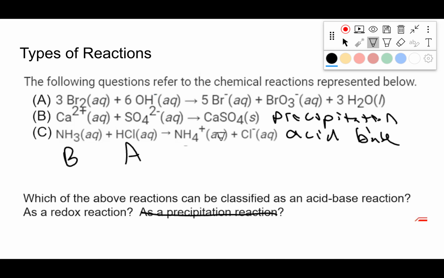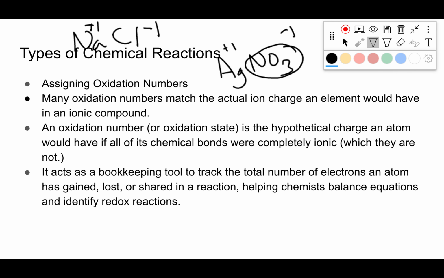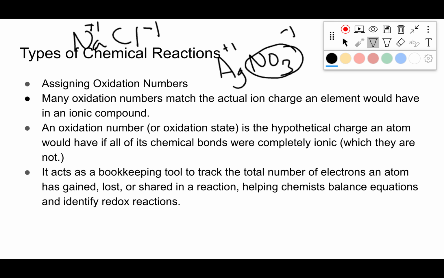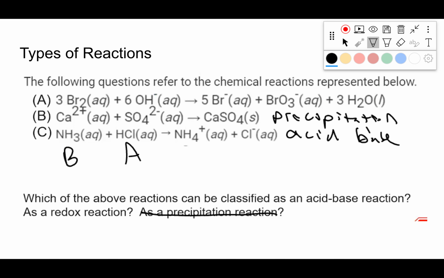Now for conjugate acid and conjugate base, let's look back at our rules. It says that the conjugate acid accepts the hydrogen. It's the product that has accepted the hydrogen, and my conjugate base is the product that is left over from donating the hydrogen. So when this gives up its hydrogen, what's left over is Cl-. That is going to be my conjugate base. The thing that accepted the hydrogen over here went from NH3, gained a hydrogen plus, and became NH4+. That is going to be my conjugate acid.